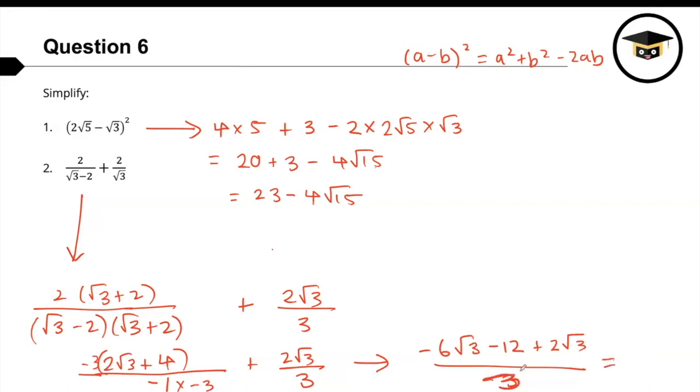So then we're going to simplify further. Minus 6 root 3 plus 2 root 3, that's going to be minus 4 root 3, and then minus 12, and then we divide that by 3. Nothing else we can actually do here because the 4 isn't going to simplify much with the 3. So that would be our final answer.